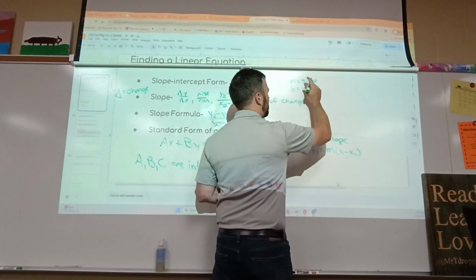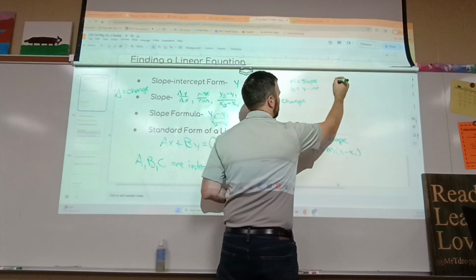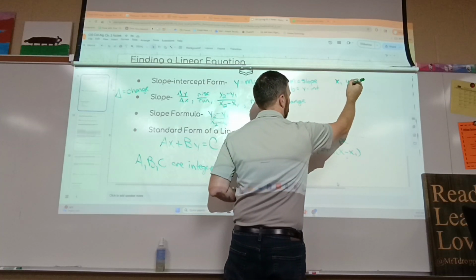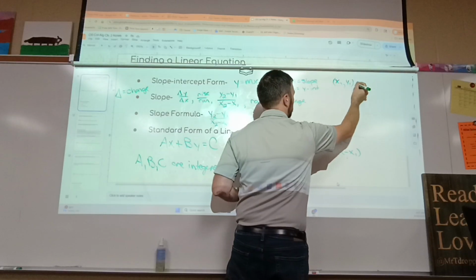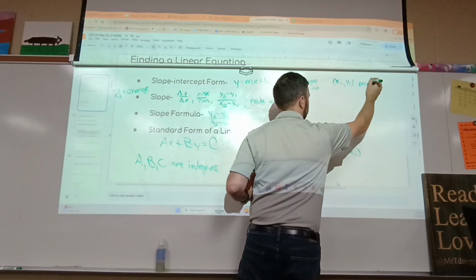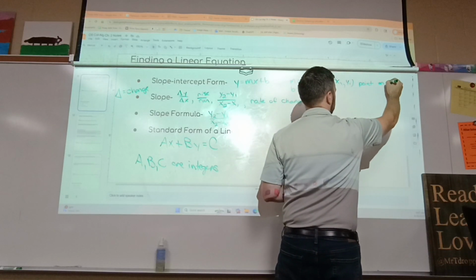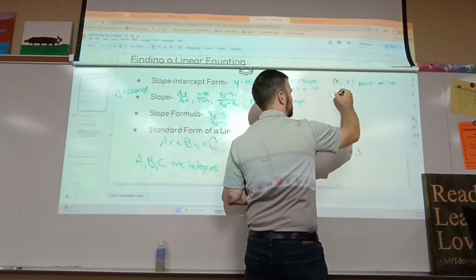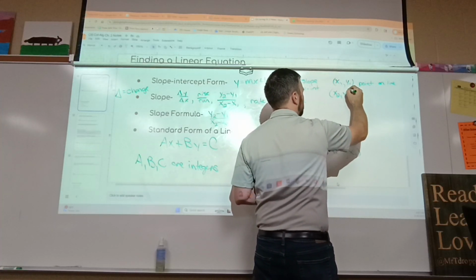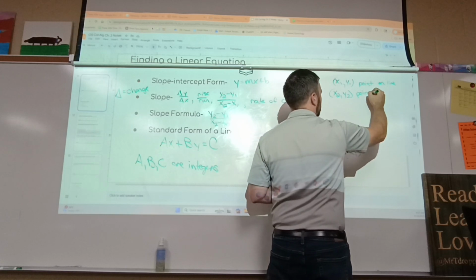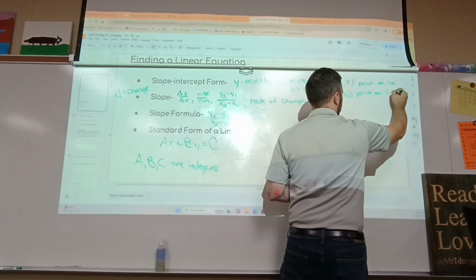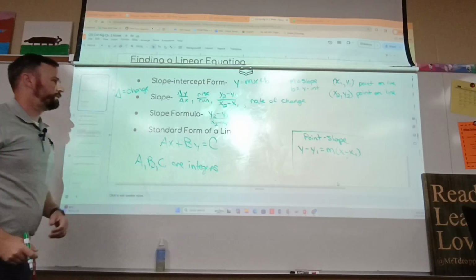So if you guys want to make a little key up here, I gave you slope and y-intercept. x1, y1 is what? That's a point on the line. x2, y2 is a point on a line. Sound good?